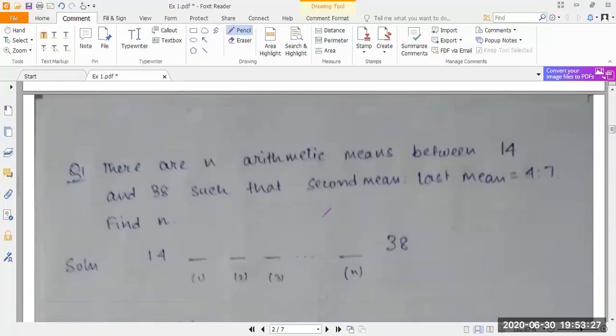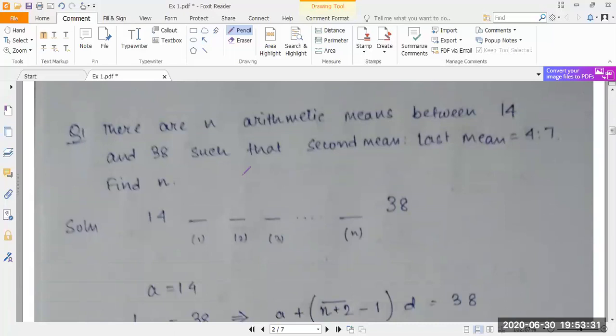Let's move on to some numericals. There are n arithmetic means between 14 and 38, such that the second mean to the last mean is equal to 4:7. Find n. So what the sum essentially says is there are n arithmetic means between 14 and 38, 14 and 38 exclusive. So when we include 14 and 38, we have n plus 2 numbers.